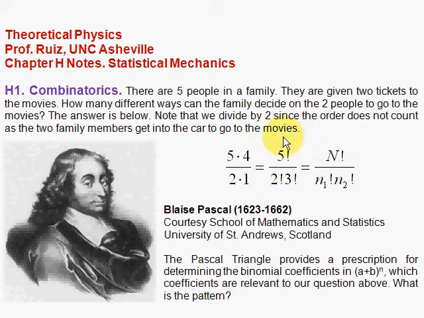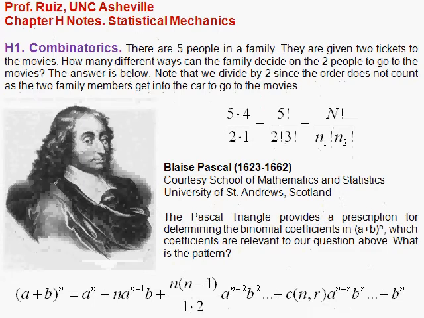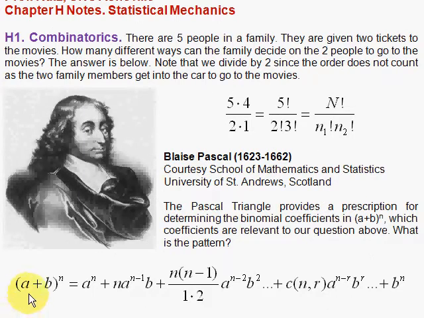This is a beautiful symmetric form where you can think of this as n1 being the state of going to the movies and n2 the state of staying at home. And we can add in a third state, an n3 factorial in the denominator, and then a capital N would be n1 plus n2 plus n3. Very important in physics to have it in this symmetric way so that you can think of particles in different energy states. This relates to the binomial expansion, where you have (a plus b), the quantity to the nth power.